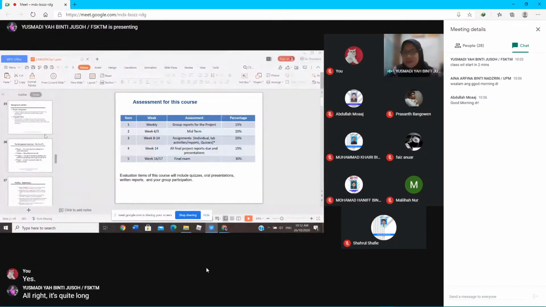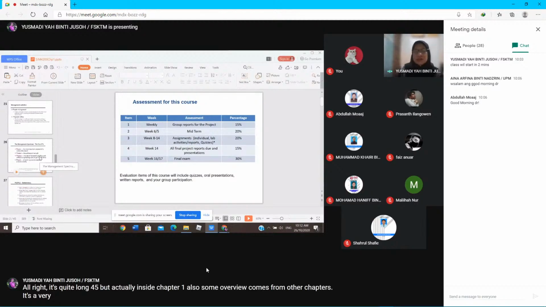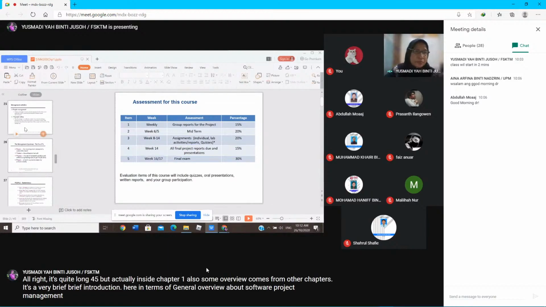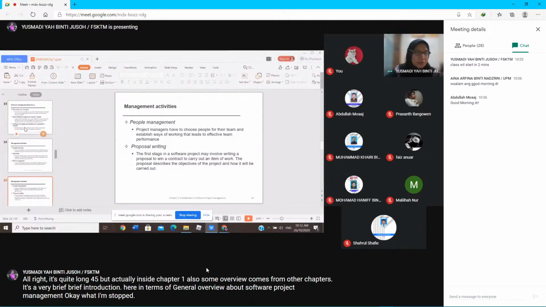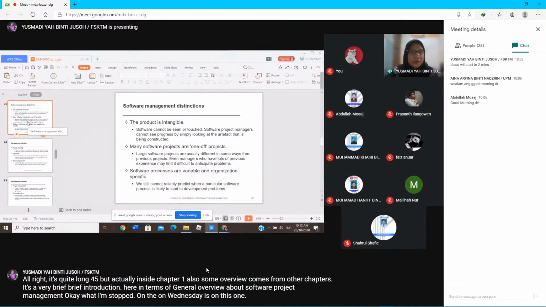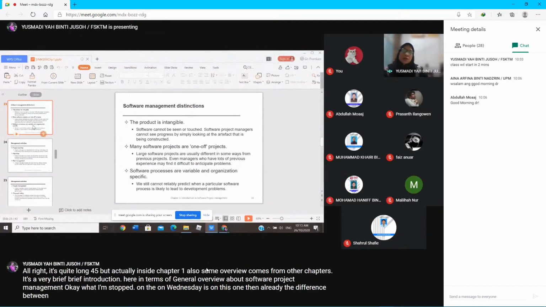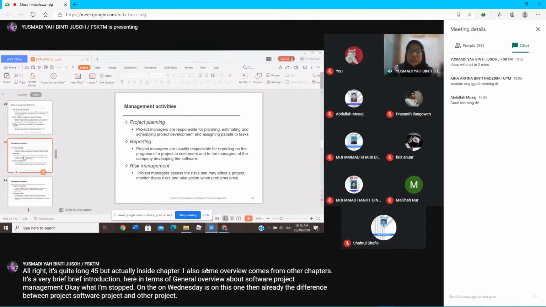It's quite long, 45 slides. But actually inside chapter 1 there is also some overview coming from other chapters, just a very brief introduction in terms of a general overview about software project management. Okay, where I stopped on Wednesday is on this one, the difference between software projects and other projects.